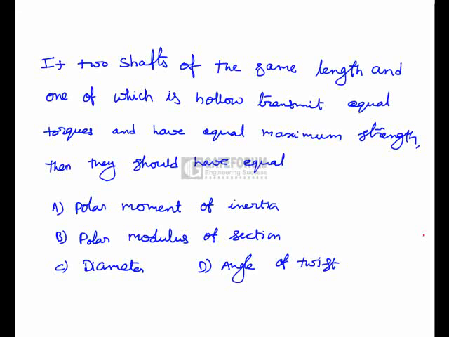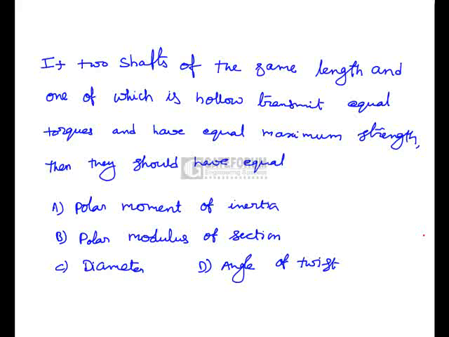If two shafts of the same length, one of which is hollow, transmit equal torques and have equal maximum strength, then they should have equal. Here the options are polar moment of inertia, polar modulus of section, diameter and angle of twist. So here, if two shafts of the same length and one of which is hollow, it means the other one is obviously a solid shaft, both transmit equal torques and have equal length.